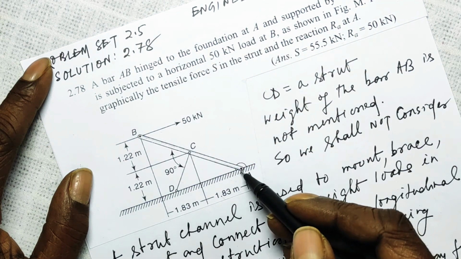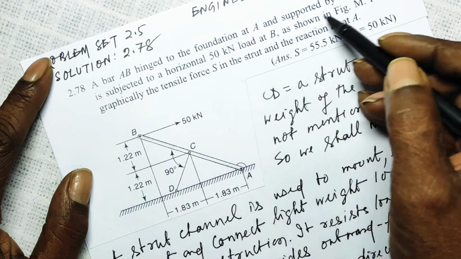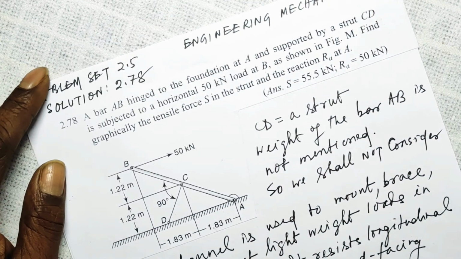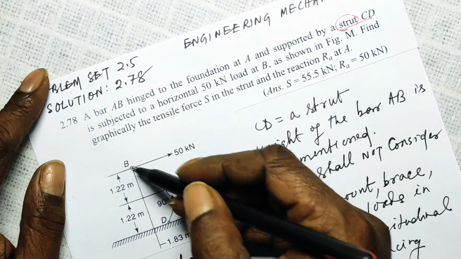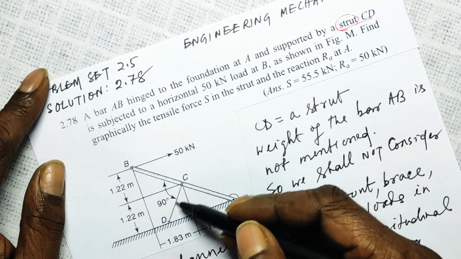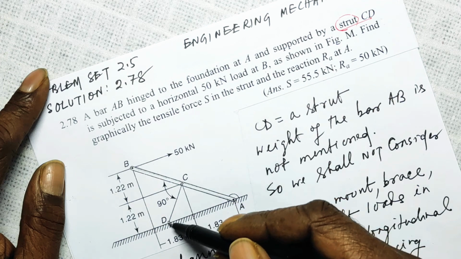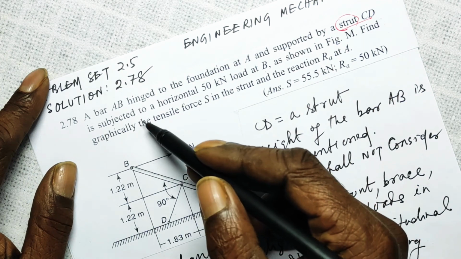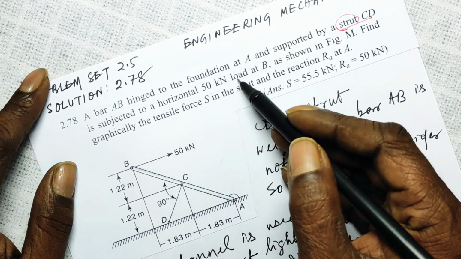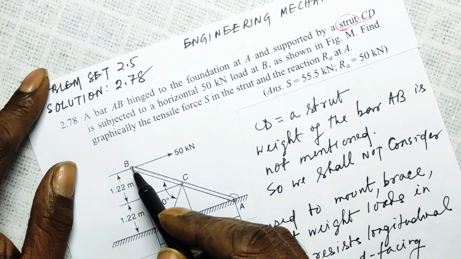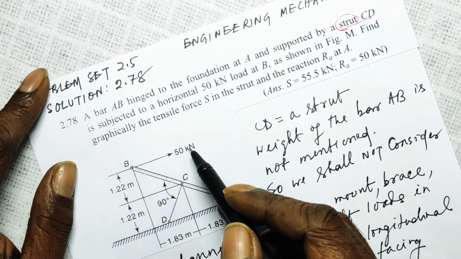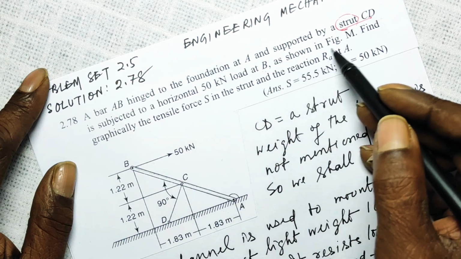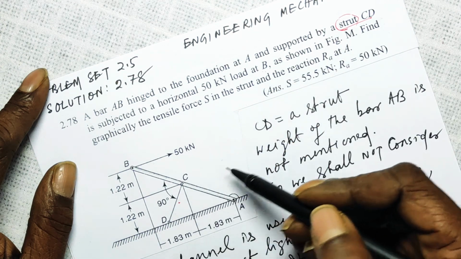Here is a foundation, it is fixed at A and supported by a strut CD. I will explain to you what a strut is. This bar, supported by this strut channel CD, is subjected to a horizontal 50 kilonewton load. From this end, a 50 kilonewton load is applied horizontally to the right-hand side at B as shown in figure. This is your figure M.